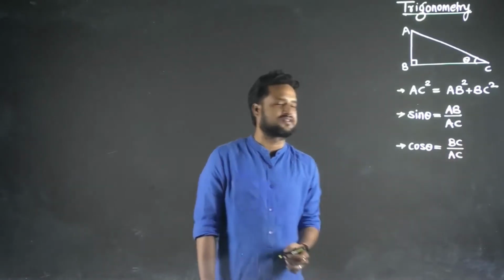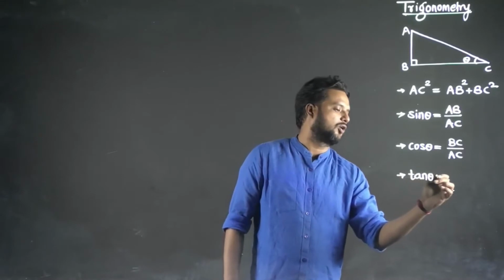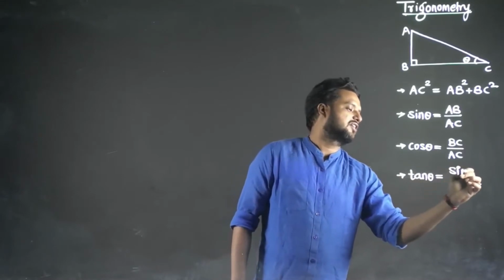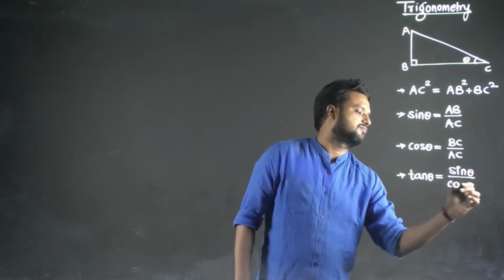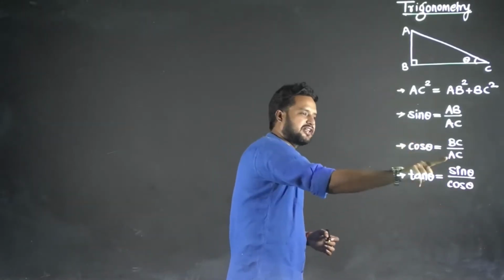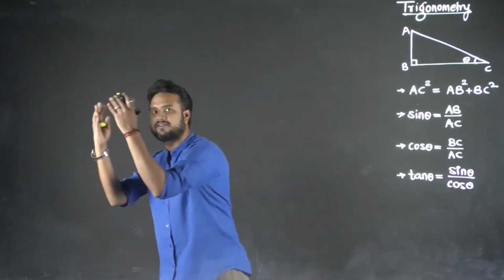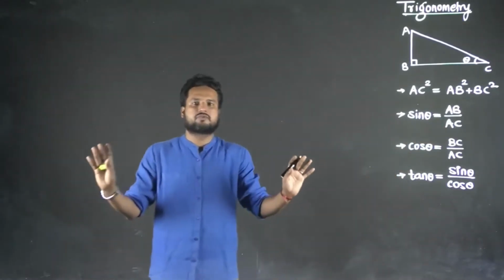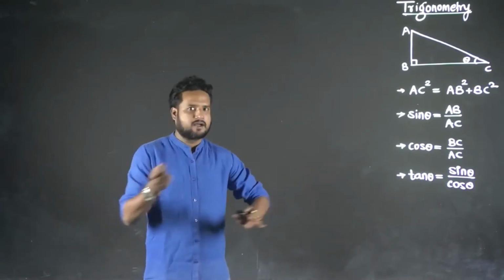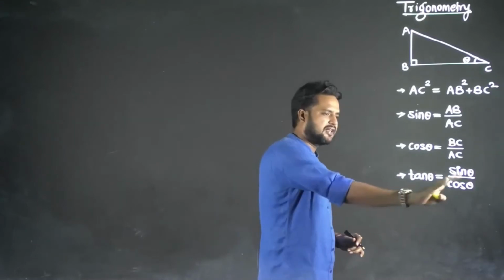Now these are very basic things. After sine and cos, you got tan theta. What is tan theta? It is nothing but sine theta by cos theta. If I divide this particular term by this term, AC will get cancelled, so I can say it is AB by BC. That means opposite side divided by adjacent side, for an 8th standard student, who will obviously study this. Tan theta is sine theta by cos theta.